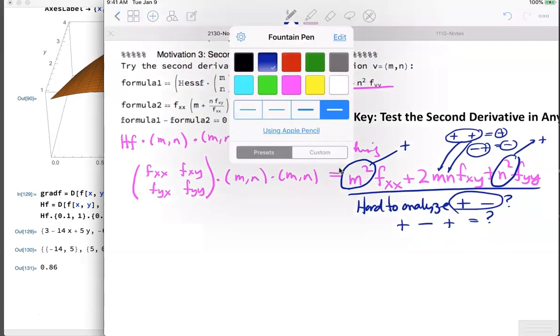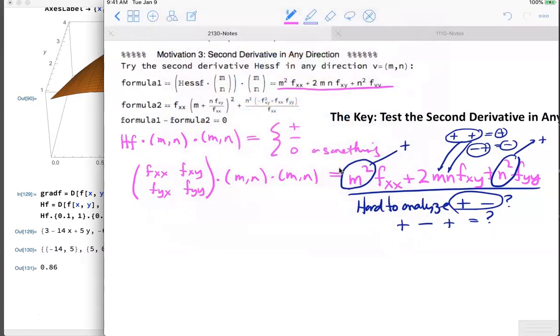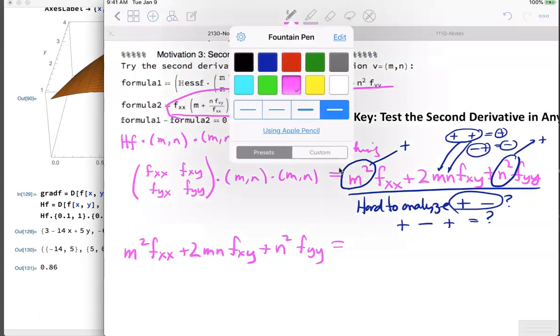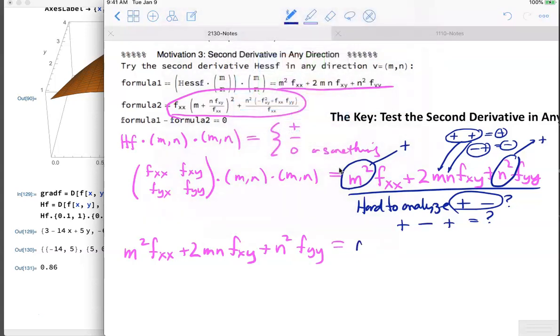So the goal here is to rearrange this formula, and I have a second formula up here that is equivalent to m squared fxx plus 2mn fxy. And I can't remember how I came up with it. Actually, I know how I came up with this formula. What we did is we tried to complete the square.